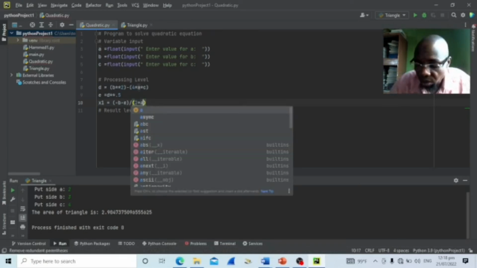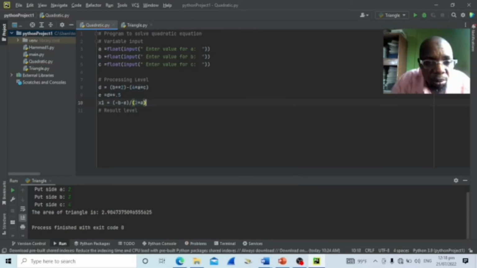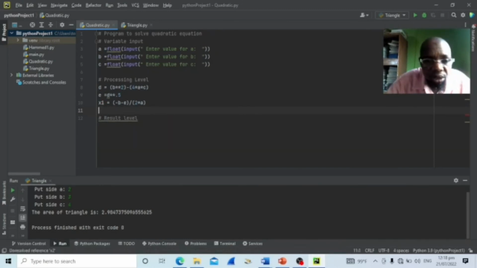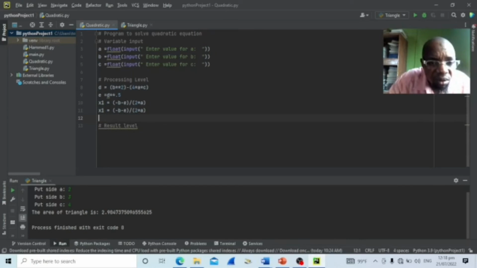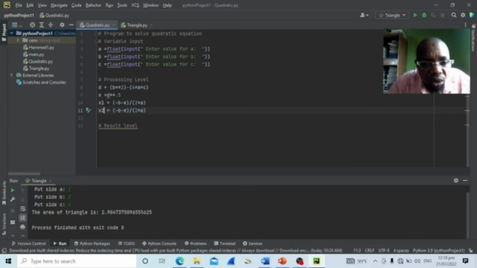So here we can also copy this and paste it. The second one is going to be x2. I want to paste it. So now change this one to x2. Then here we are going to change the minus to plus, and that is all.